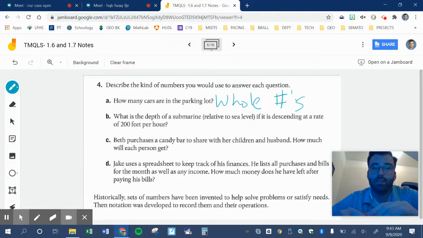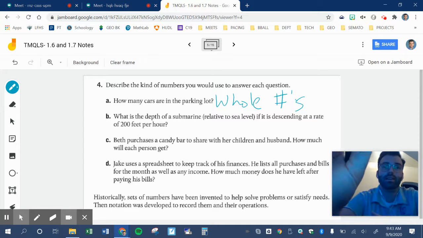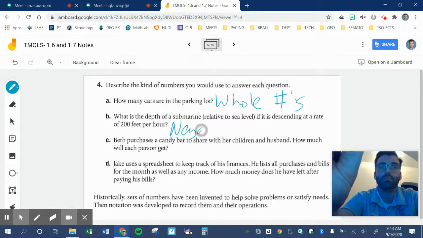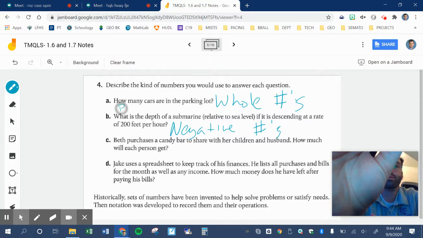Part B, what is the depth of the submarine relative to sea level if it is descending at a rate of 200 feet per hour? All right. So I want to think about this. Here, all right, these can be fractions, they can be decimals, they can be whole numbers. All right, we can have a fraction of a foot. But the most important part of this question is, are these going to be positive or negative? Well, if a submarine is diving, it's descending, and I'm looking at negative numbers.